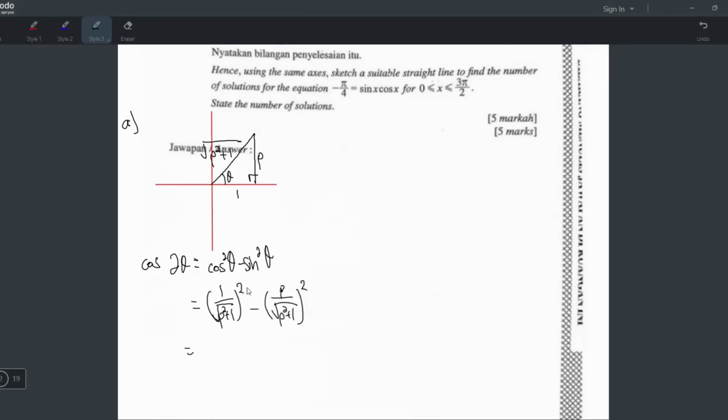Alright, now we have to square first. Square first, then subtract. So when you square, the top also has to be squared, the bottom also has to be squared. Top squared first, 1 square is 1. The bottom also gets squared. But when you square the bottom, the square root disappears. So you are just left with whatever is inside, p square plus 1. Minus, here also the same. P gets squared, so p square. And then the bottom also squared. And when you square, the whole square root disappears, left with p square plus 1.